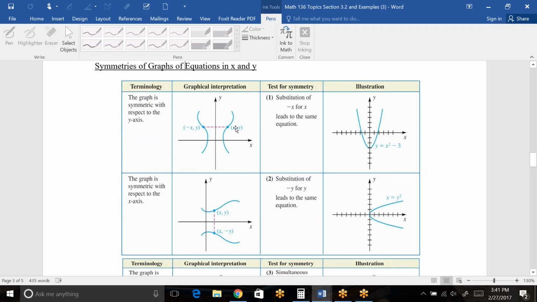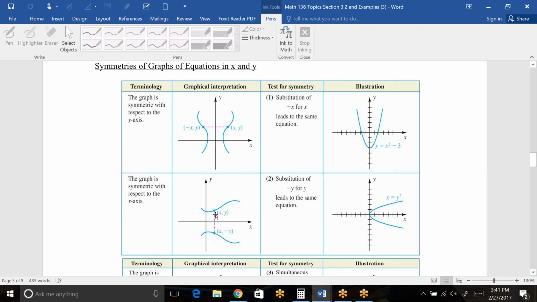So notice the only thing that changes is that if this point was xy, you still have to be at the same height, but your x is now negative. So notice the x is changing signs when you match the 2 points. Another symmetry is x-axis symmetry.